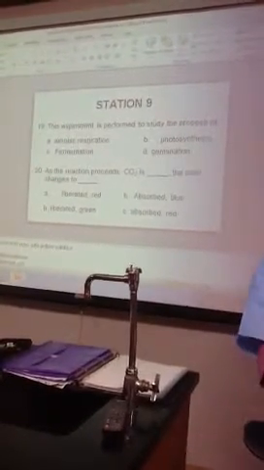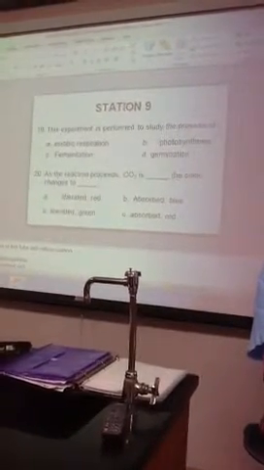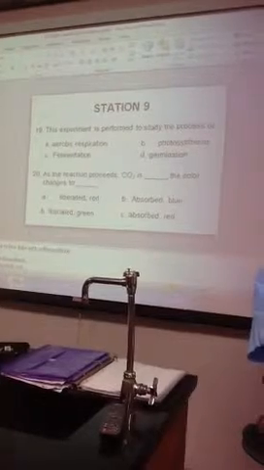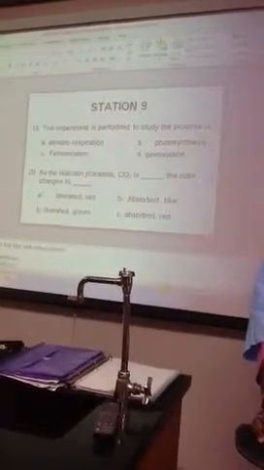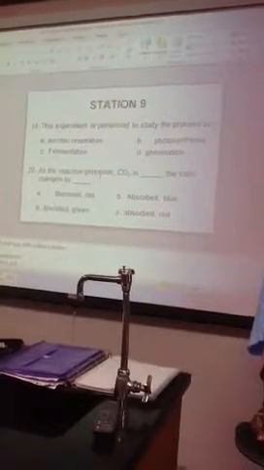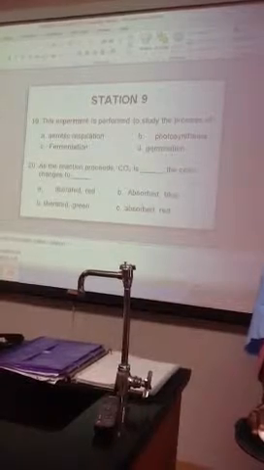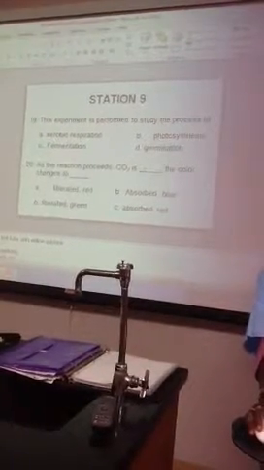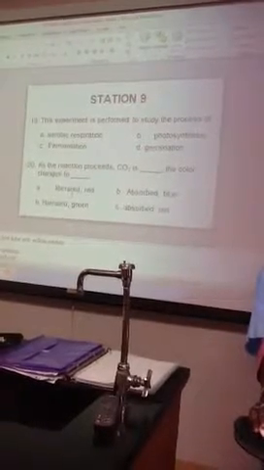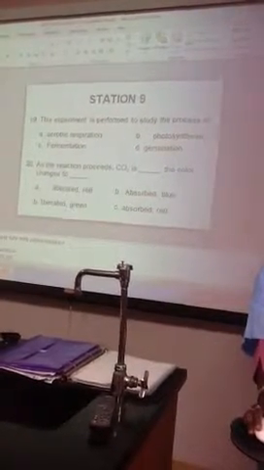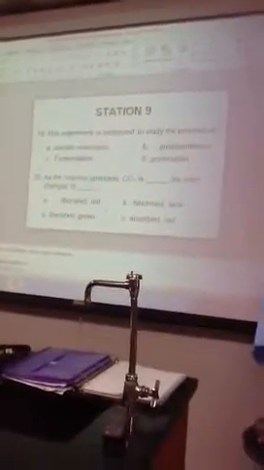This one you already know the difference, the three of them. As the reaction proceeds, the color changes. That's the phenol red that you did. So as the reaction proceeds, CO2 is released, and the color will change to red. Okay?